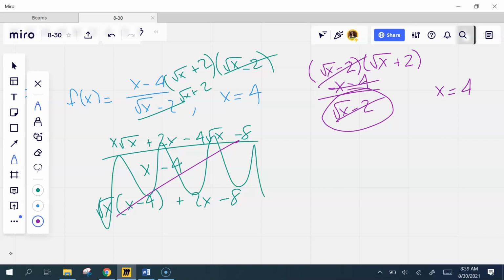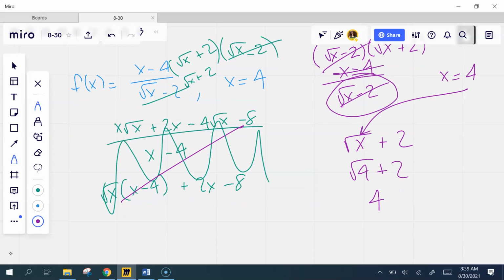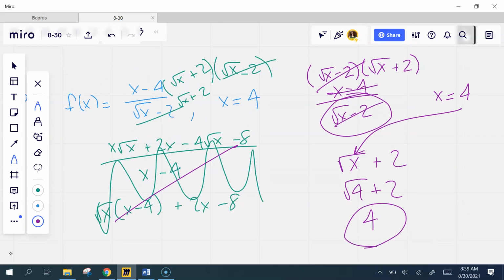So then we have the square root of x plus 2. Now if we plug that in, we end up with the square root of 4 plus 2, which is 4. And so our extended function would equal 4 at 4. Does that make sense? Does it make sense after I did it? You just wouldn't see how to start it?